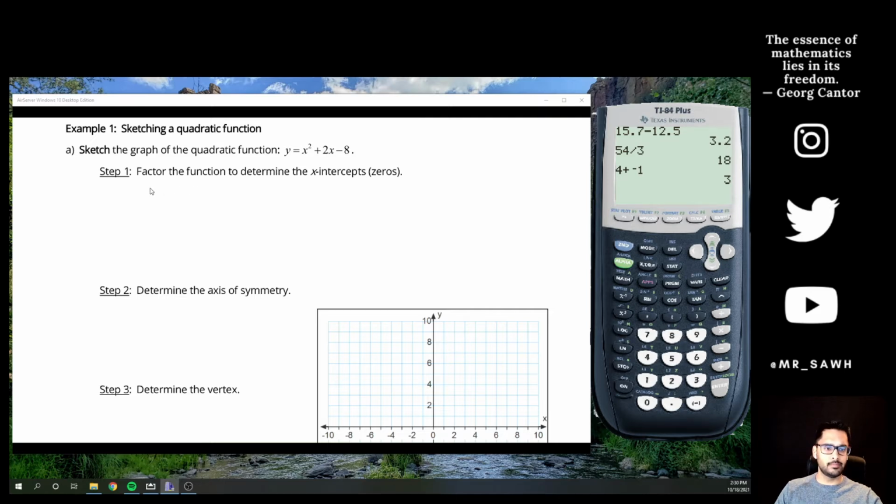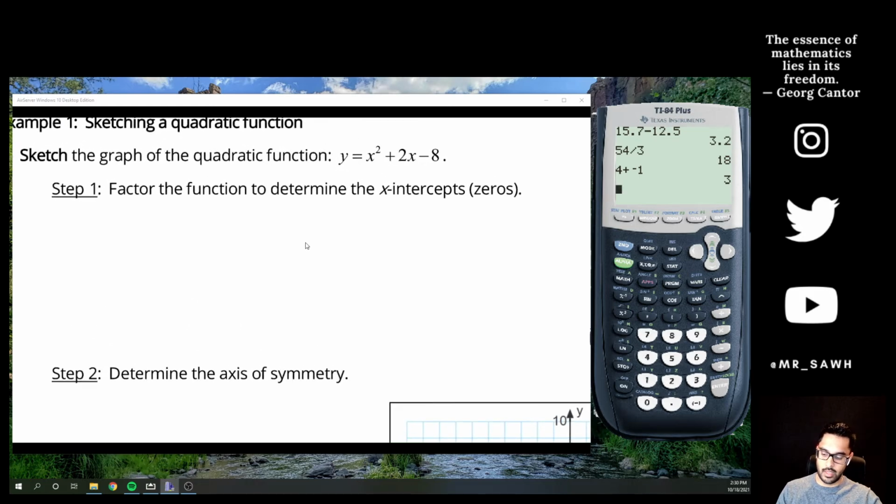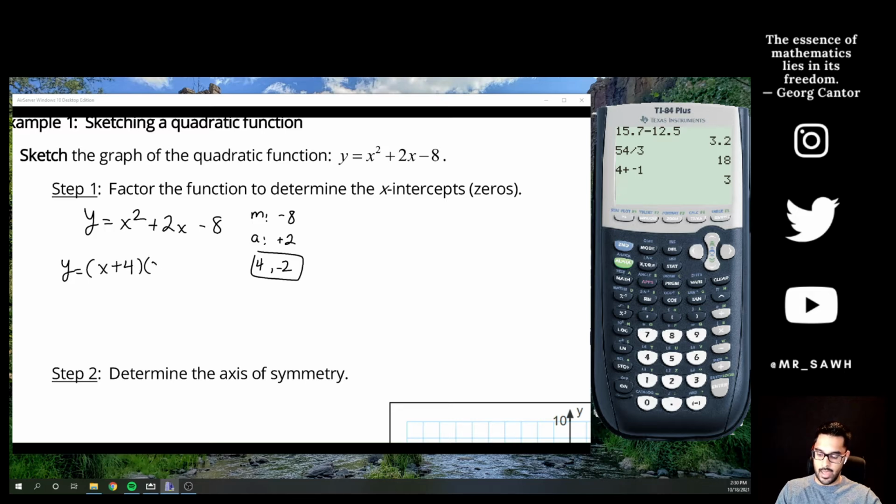And step 1 is to factor it to find your x-intercepts. Okay, so we'll factor this first. So find two numbers again that do those conditions, multiply to minus 8, add to 2. 4 and 2 seem like a good combination, and we're going to use a negative 2 here to make this work. So I know that if I jump to my factored format, it's going to be x plus 4 and x minus 2. Right? Those are my two factors.